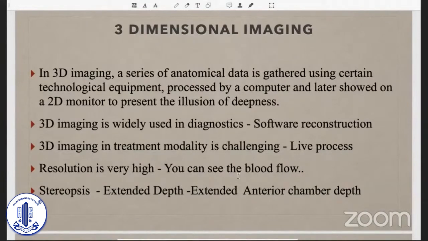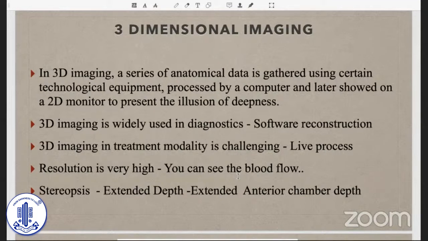Coming to three-dimensional imaging, in 3D imaging a series of anatomical data is gathered by the system and the technology, processed by the computer, and later shown on a 2D monitor to present the illusion of depth.